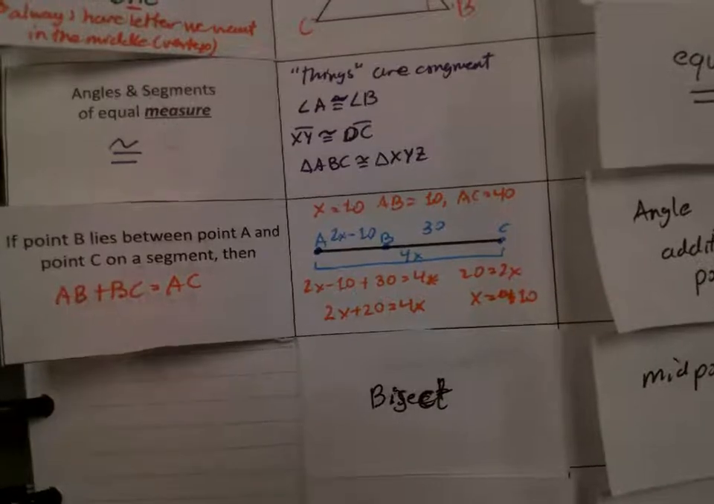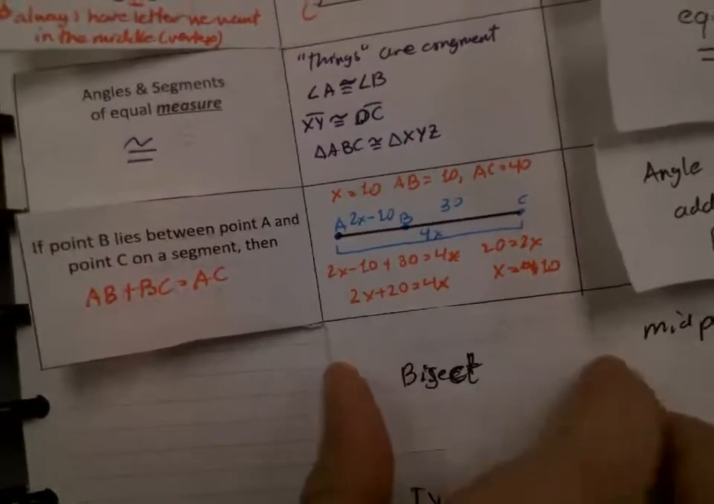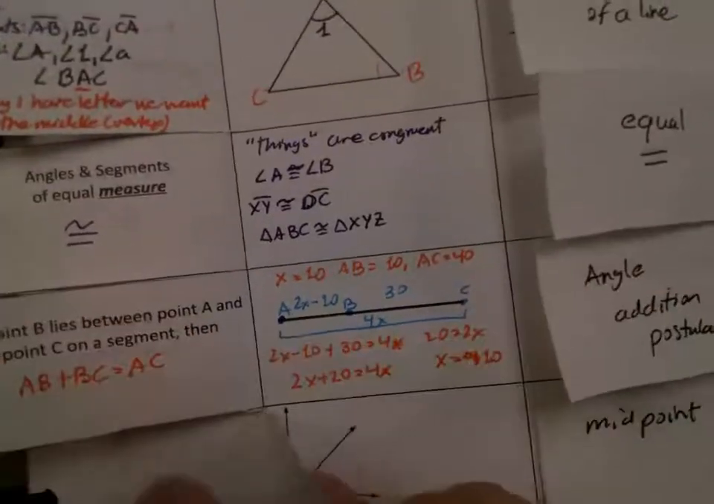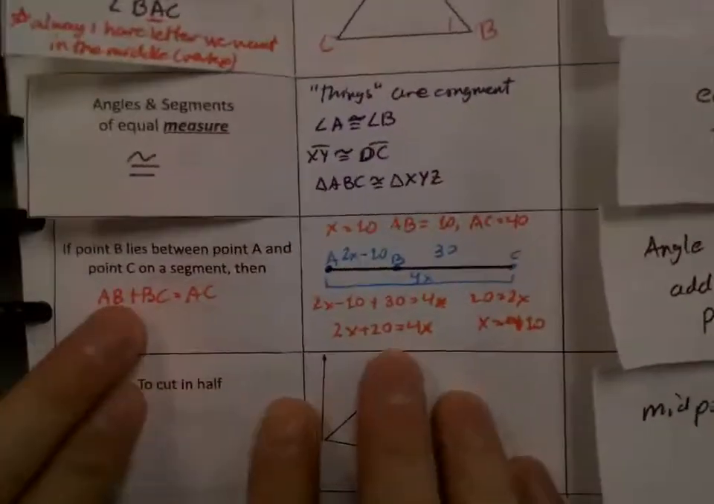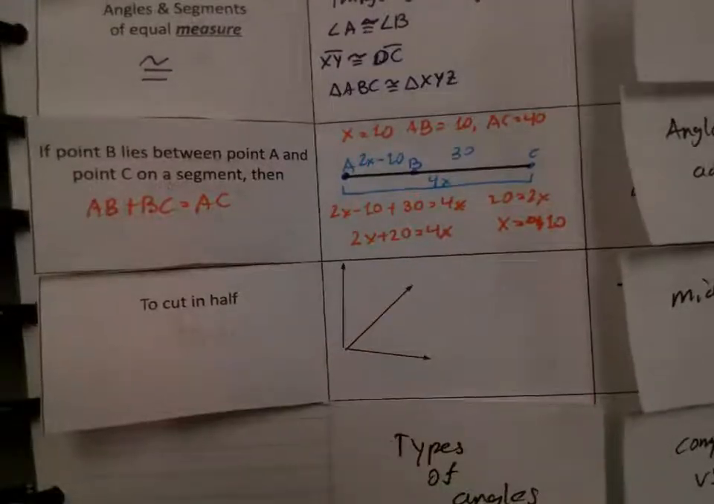All right, so next up is bisect, which simply is to cut in half.